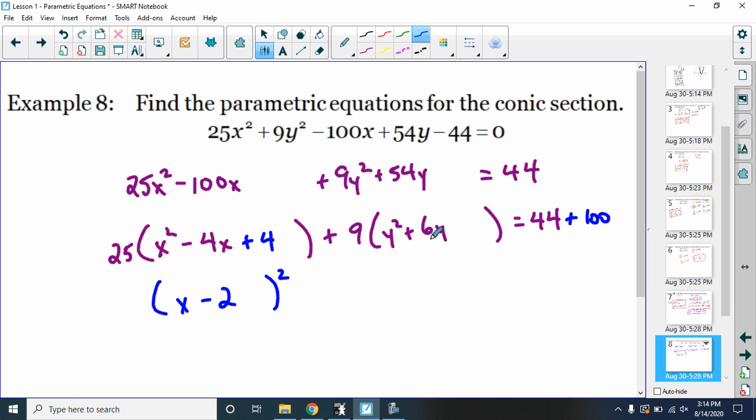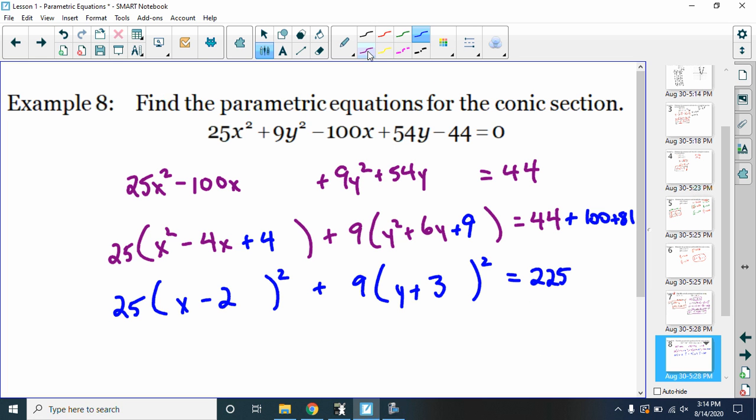Do the same thing with the y's. 6 divided by 2 is 3. Squared is 9. Bring this 25 down. Bring this 9 down. Again, if you did this right, you should be able to write this as something squared. It should be y plus 3. I wrote down +9, but I really added 81 to the left side. Add 81 to the right side. Combine these up. I believe we get 225.